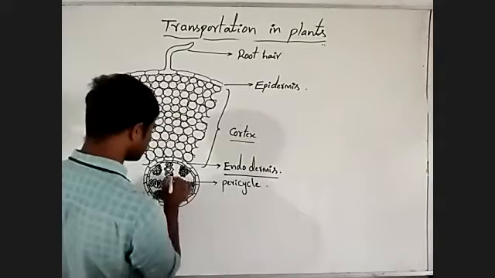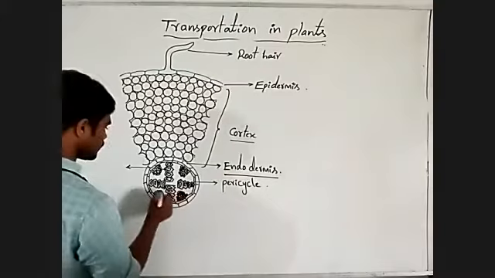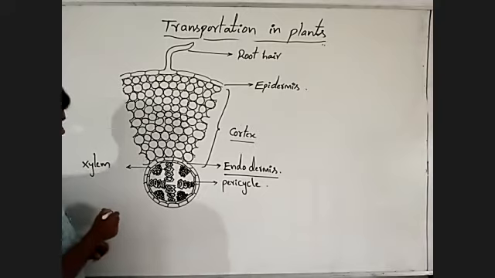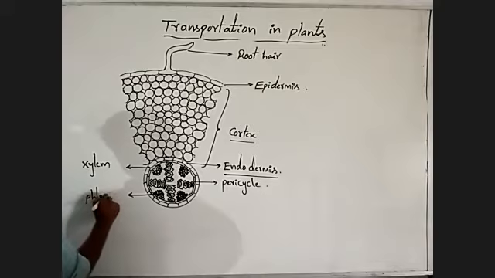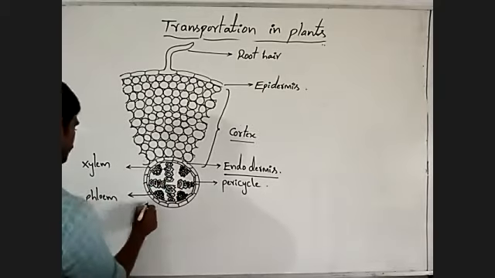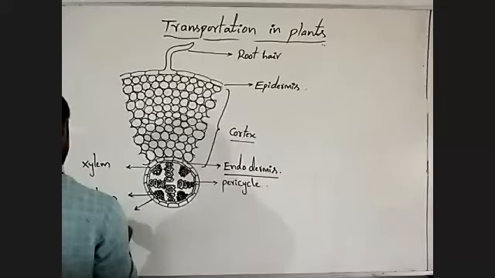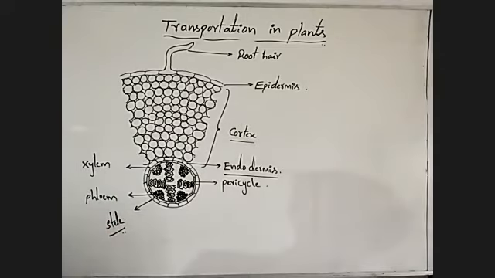This is xylem, the xylem vessels. And here is phloem. This entire bundle-shaped or cylindrical structure is called the stele. Observe, this is the structure of the root. Observe carefully.